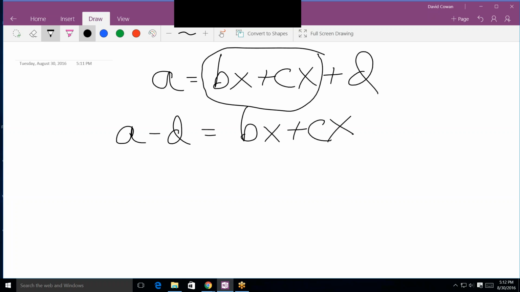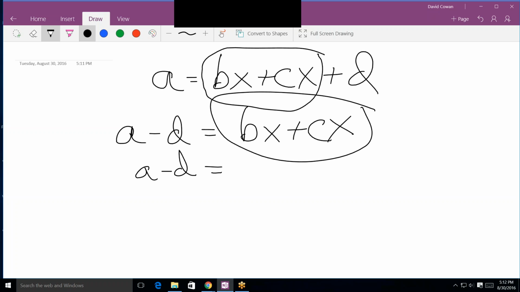There's nothing wrong with the way you did it. It's just a question of taste. But I like to gather all my like variables. Now I get a minus d equals what? What are you doing to that? Factoring. Okay, what are you going to factor out? A greatest common factor, x. Okay, what's left? B plus c.